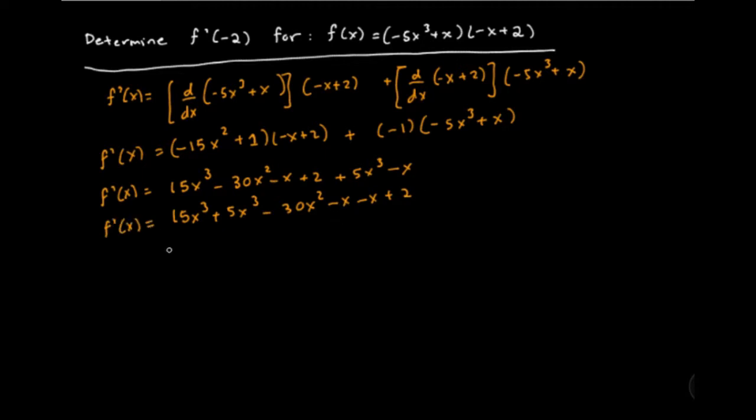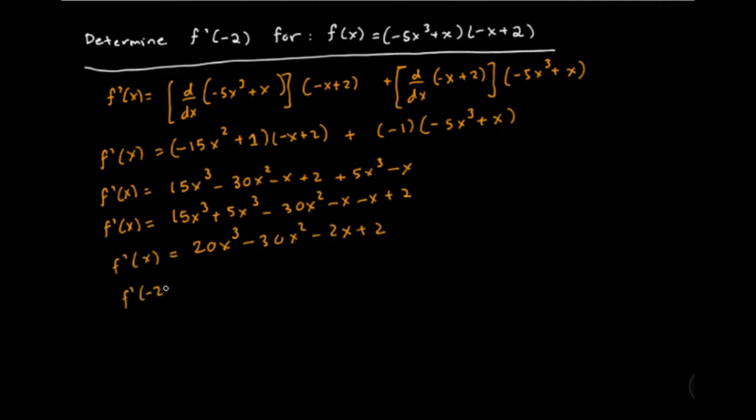Okay, and then you just kind of collect all the terms. You get 15x cubed, collect the 15x cubed plus the 5x cubed, sorry about that. So this is 20x cubed minus 30x squared minus 2x plus 2. Okay, so that's your derivative function, but you want to find the first derivative when x is equal to negative 2.